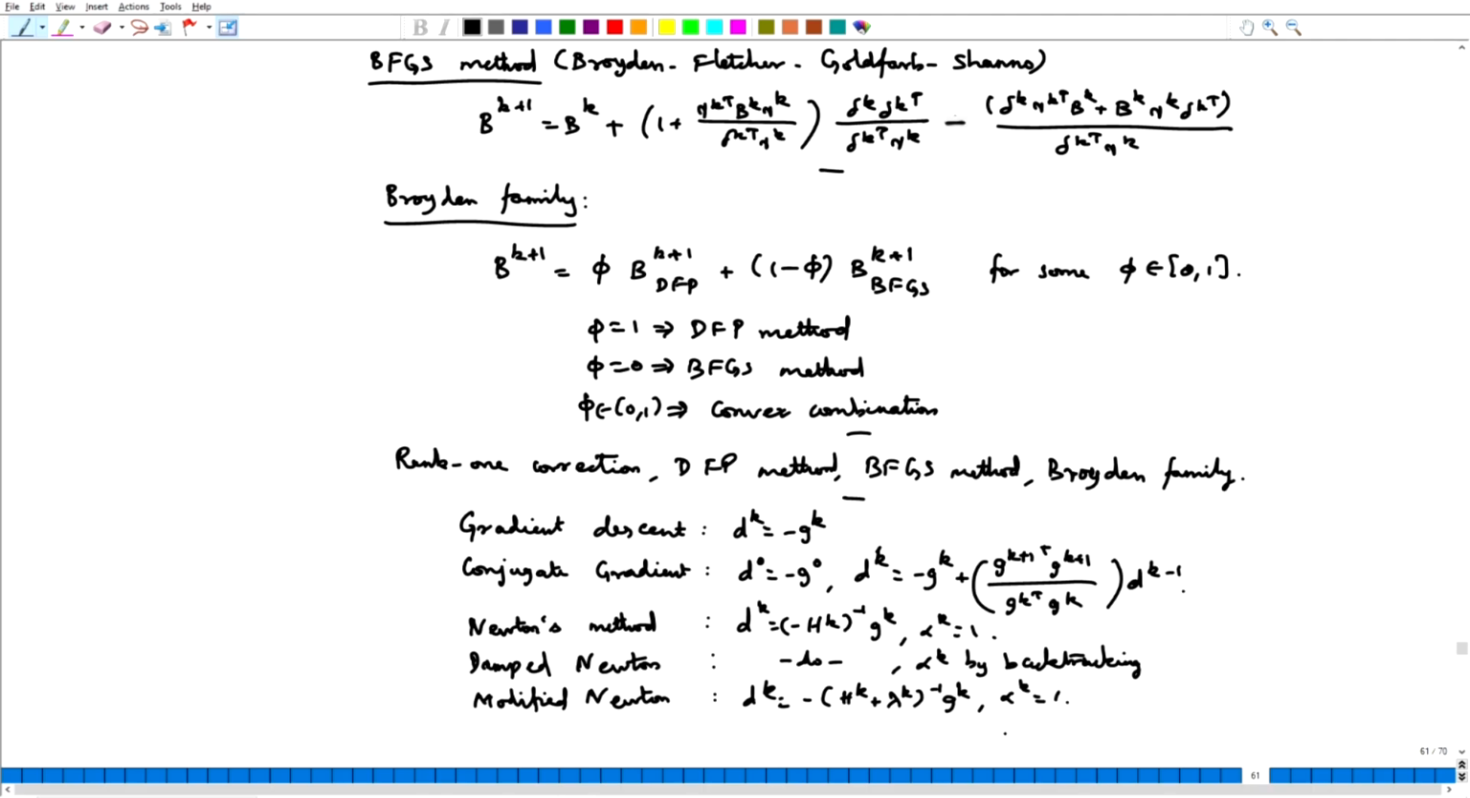And then we had the quasi Newton methods. In all quasi Newton methods we had dk equal to minus bk gk, but bk plus 1 was updated according to either rank 1 correction, DFP method, BFGS, or the broader Broyden family methods.